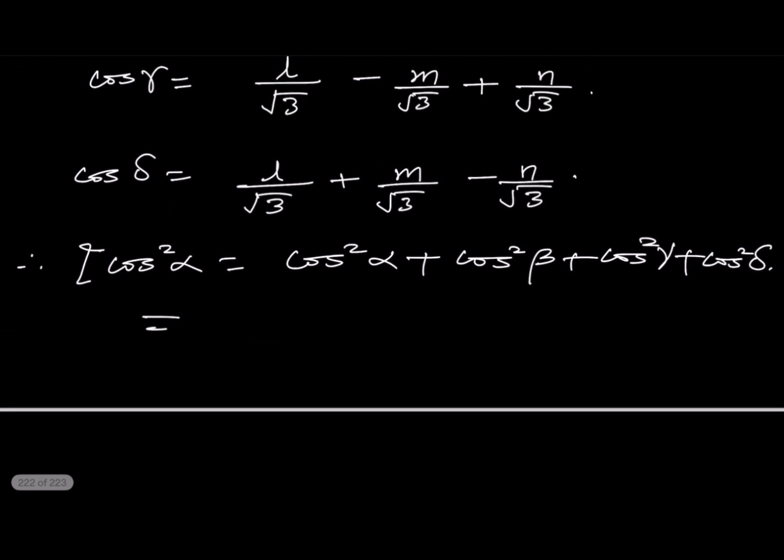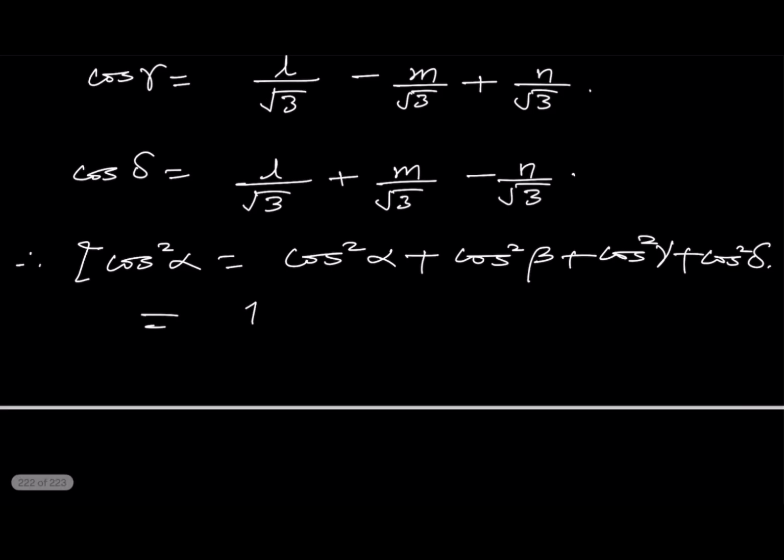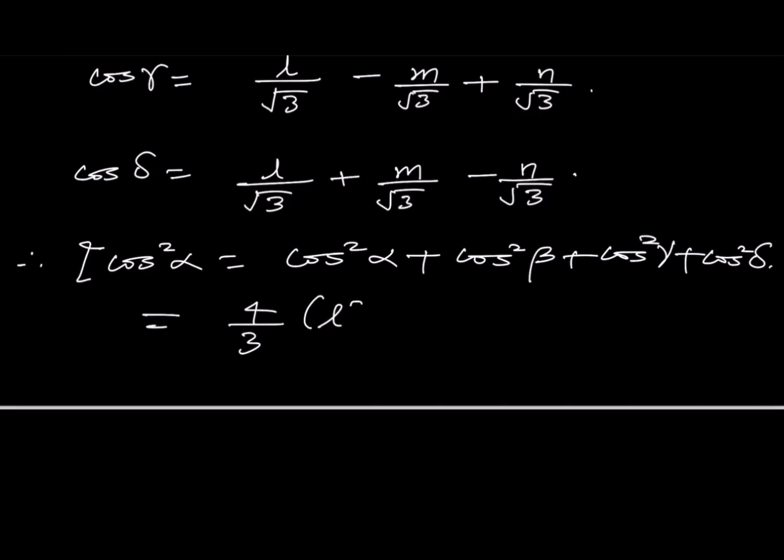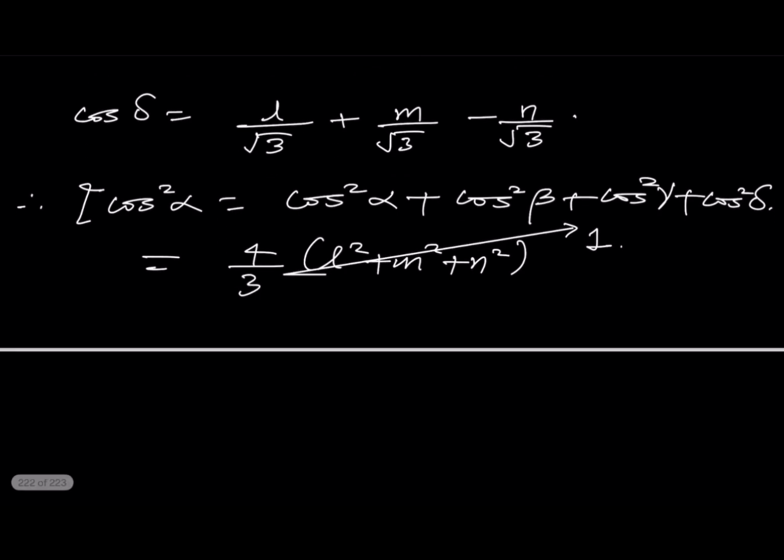After putting these in this equation I will get 4 upon 3 times L square plus M square plus N square. You can expand the identity. So from here I can say summation cos square alpha is 4 by 3, which is required to be proved.